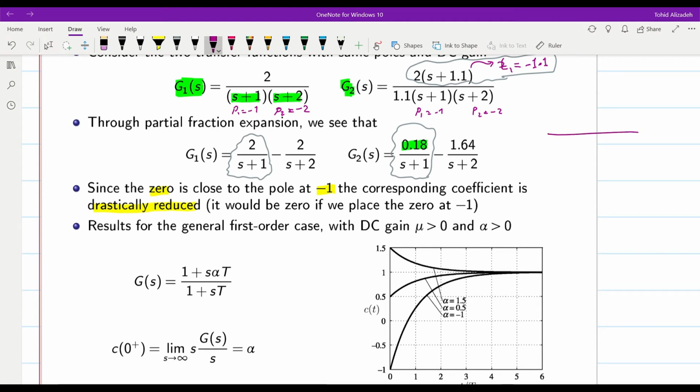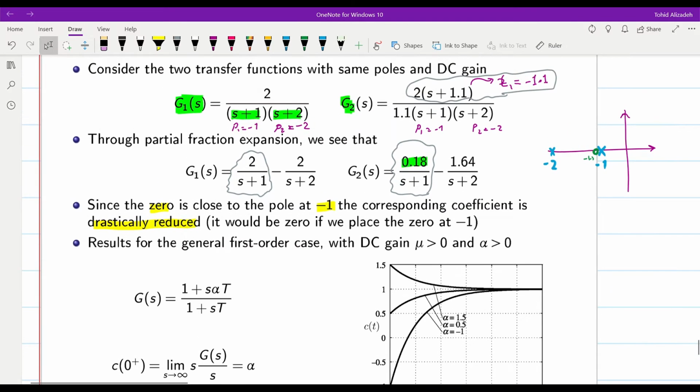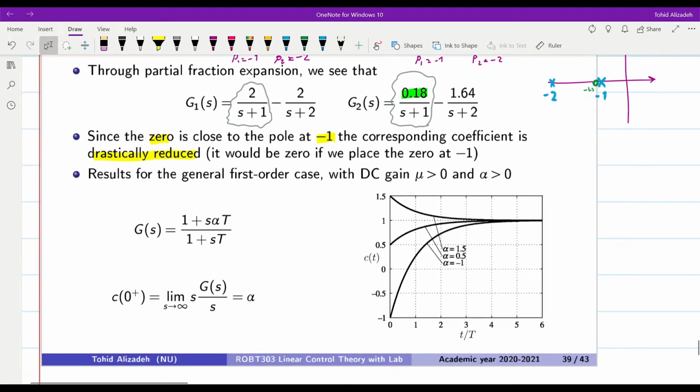Let me show you maybe in the pole zero map. So initially we had these two poles at -1 and -2. Then by placing a zero near -1, this zero which is close to the pole at -1.1 drastically reduces its coefficient in the response of the system. So that just gives you an idea of what happens to the response of the system when we add a zero to it. But let's see what happens to the step response of a first order system when we have an additional zero.